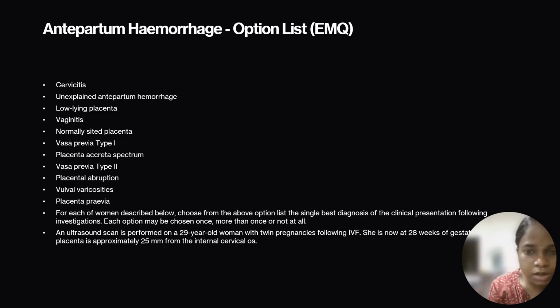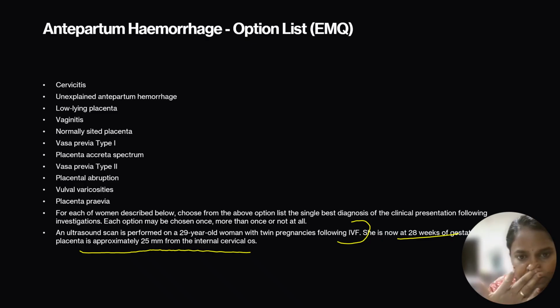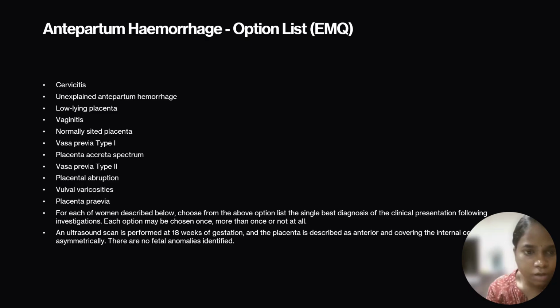Next, a 29-year-old, IVF, twin pregnancy at 28 weeks gestation, with the placenta approximately 25 mm from the internal os. So it is a normally sited placenta. Then, ultrasound at 18 weeks describes the placenta as anterior and covering the internal os asymmetrically. Covering the internal os, that is placenta previa.